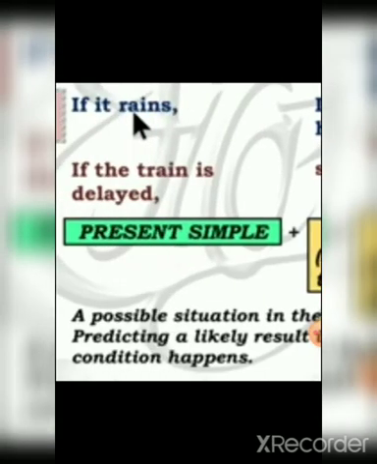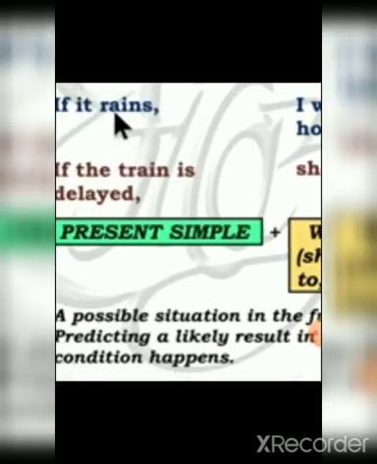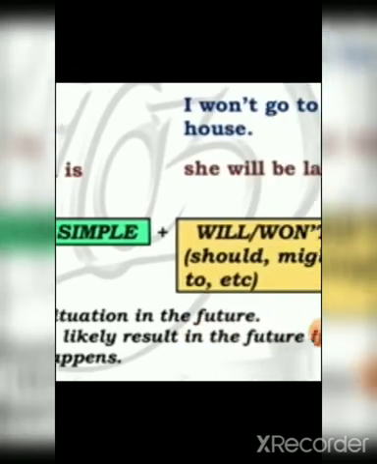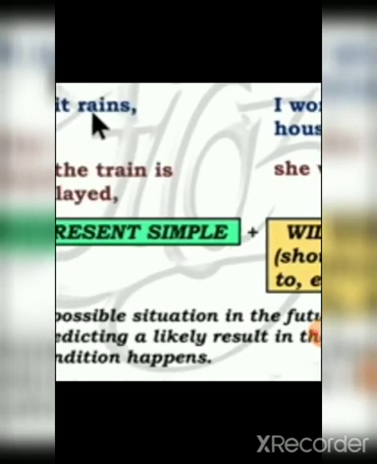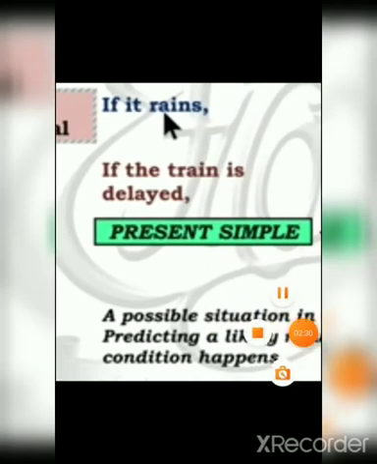Next example, if the train is delayed, what will happen? She will be late. So the present tense verb is delayed. So we can use the result in the first conditional, future tense, will be late. Okay, I think you can understand the first conditional.